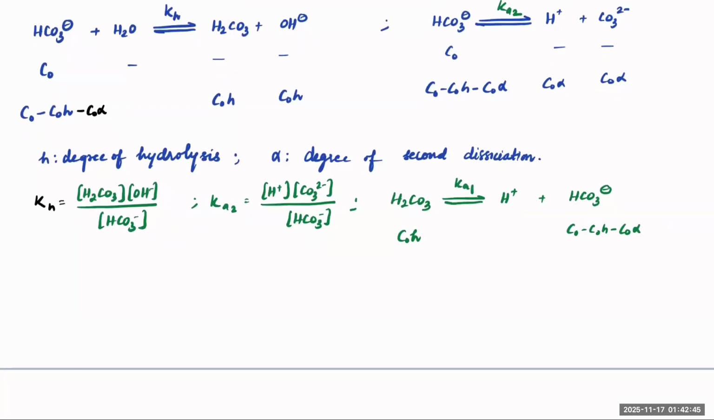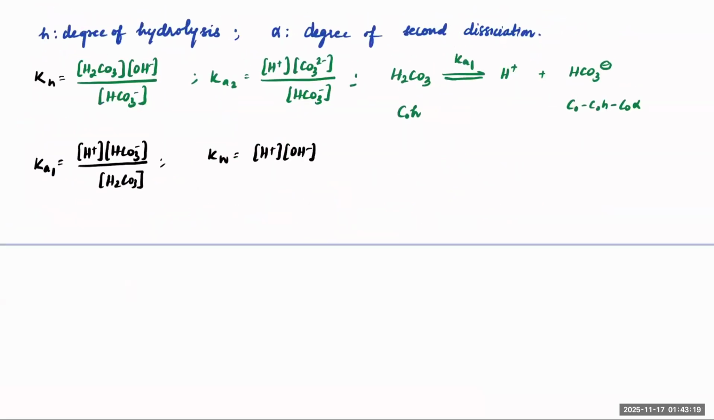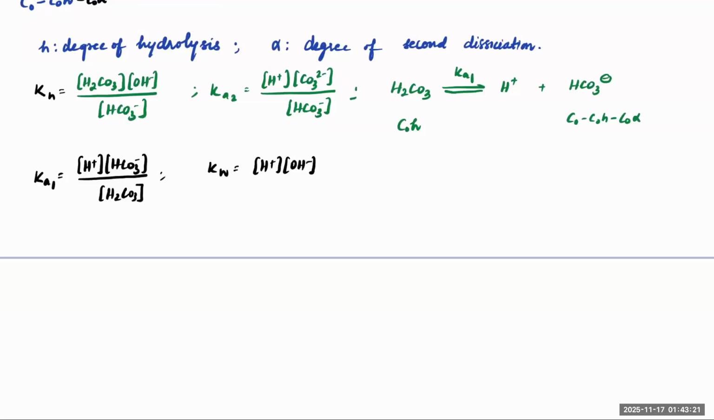What are all the equilibriums which are present? Can I write something here that Ka1 can be in terms of H plus into HCO3 minus divided by H2CO3. On the other hand, Ka2 we have already written that, and Kw will be always equal to H plus into OH minus concentration. Now, observe it carefully. What if I multiply Ka1 and Ka2? What am I getting?